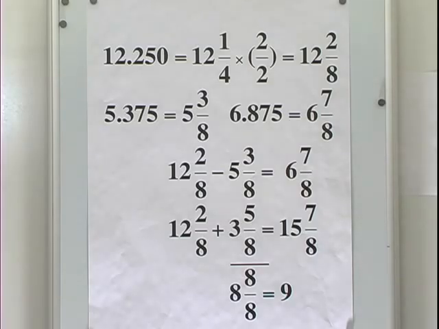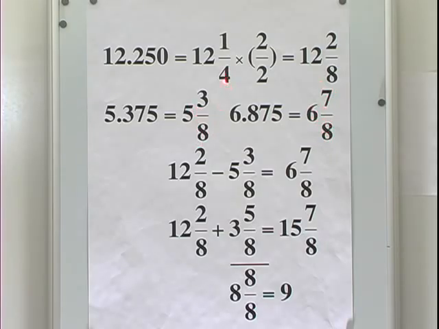In this clip, we will convert this decimal fraction into a mixed number. 12.250 is 12 1/4. I want to subtract 5.375, and that is 5 3/8. Our difference was 6.875, and that translates into 6 7/8.